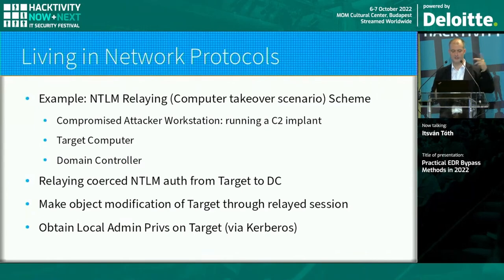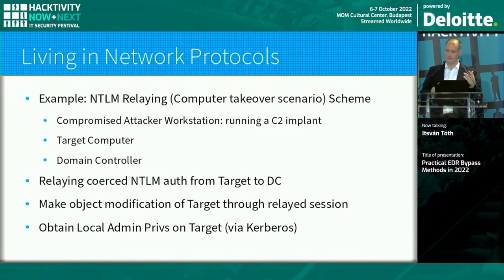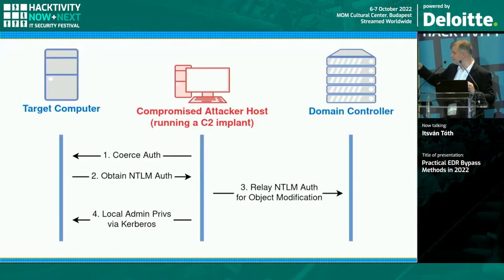You try to coerce an NTLM authentication from the target to your controlled computer and relay it to the domain controller, and through this relay session, you make some object modifications on the target. And the last step, obtain local admin privileges on the target by abusing these modified computer object properties via Kerberos. So this is very oversimplified, but I show this in this diagram.